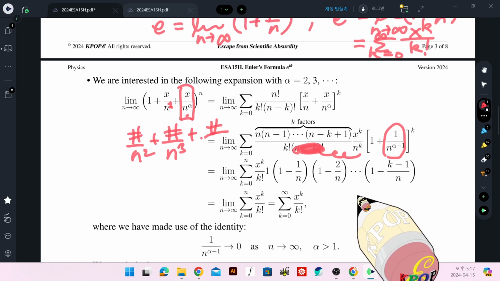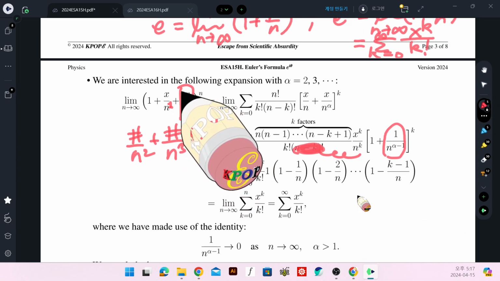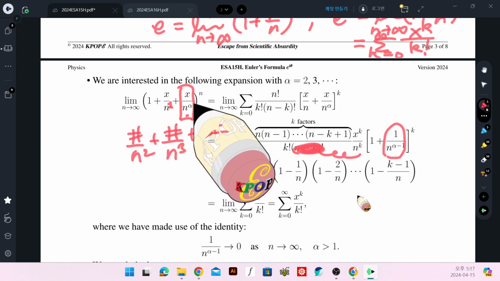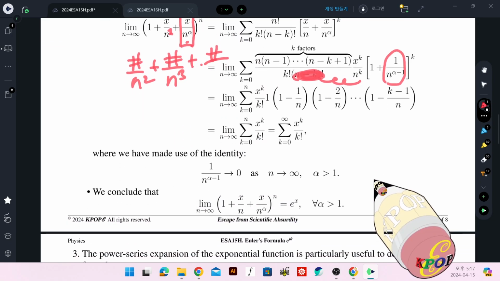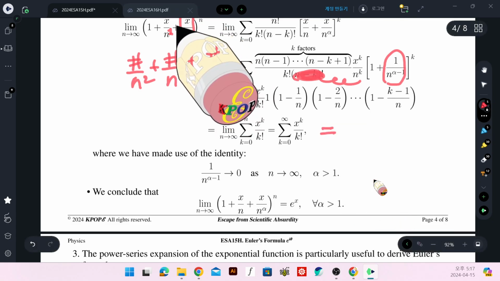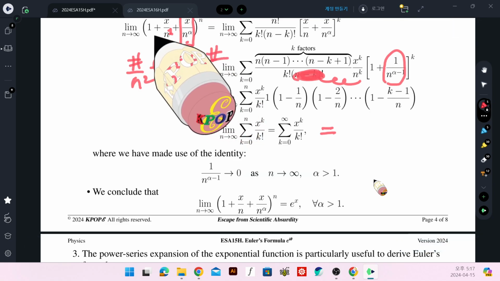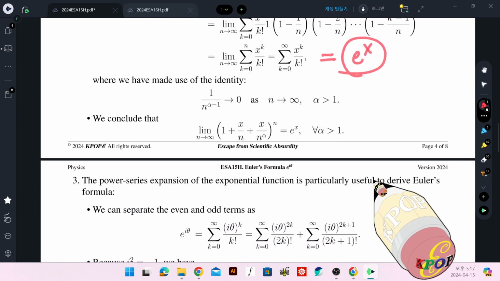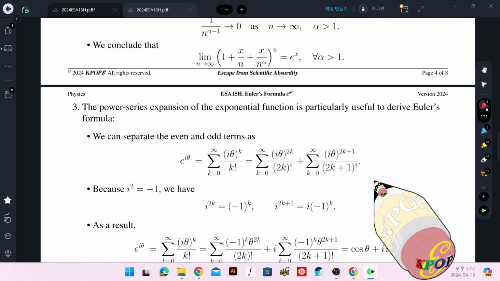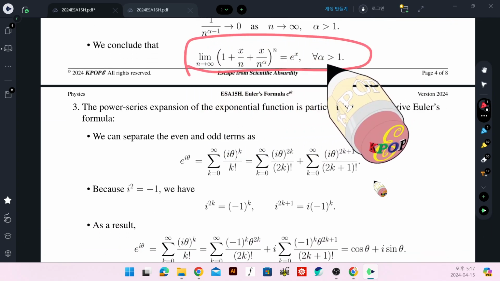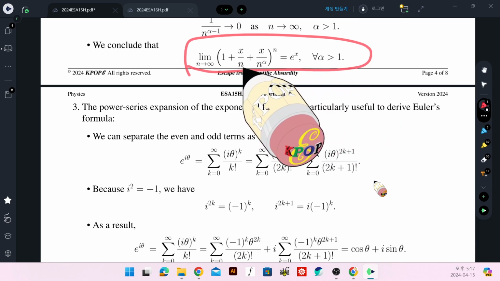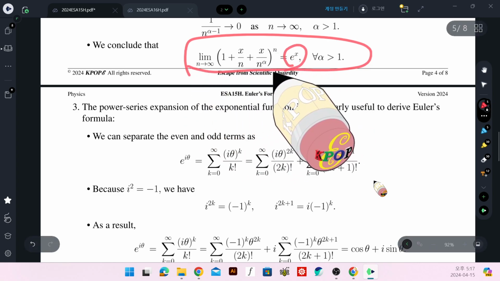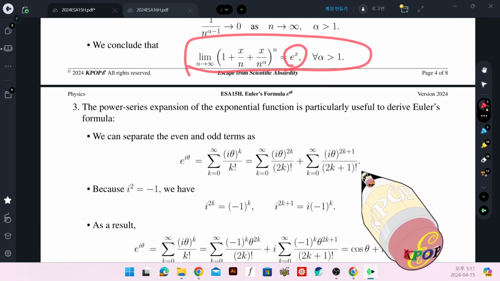As a result, additional power contributions in the parentheses do not contribute at all. So they do not contribute to the final result, and the result is identical to the exponential of x. Whatever power, as long as its power is greater than 1, it does not contribute to the final result, and the final result is identical to the exponential function.